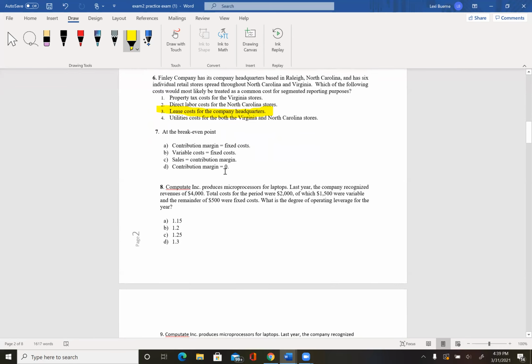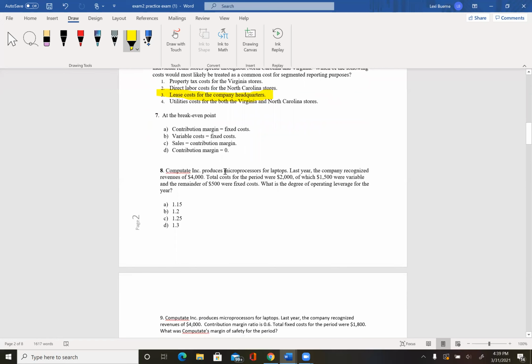For 7, at break-even point, this is just a formula. It's going to be A, contribution margin equals fixed costs.